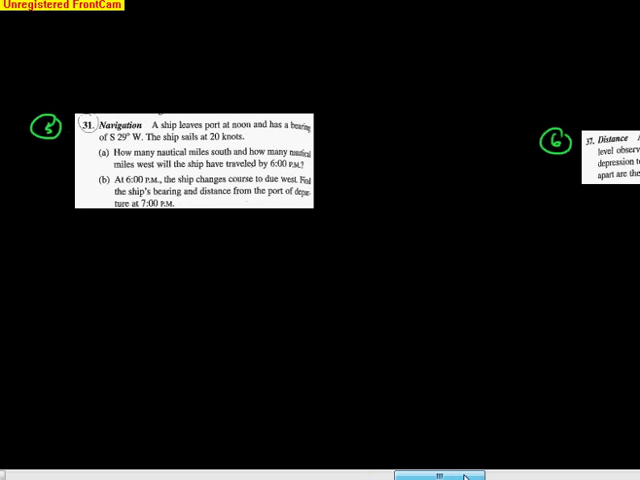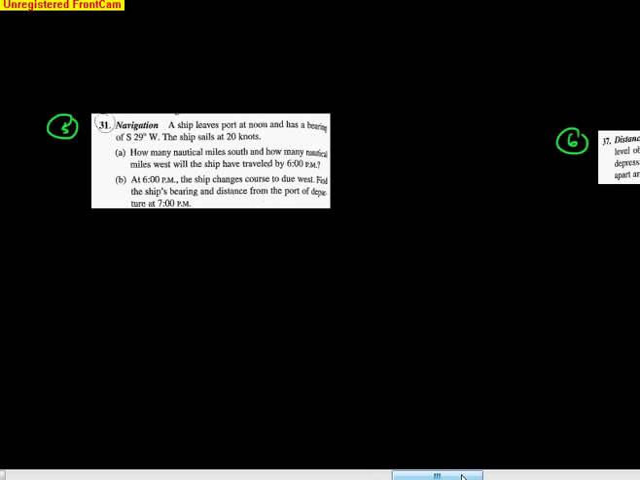Alright, here we go. Before I even start out, I will say I'll do my best to draw this picture. A ship leaves port at noon with a bearing of south 29 degrees west. The ship sails at 20 knots. How many nautical miles south and how many nautical miles west will the ship be by 6 p.m.?